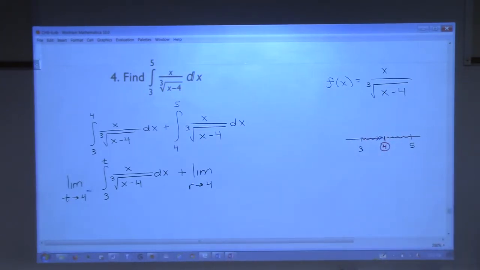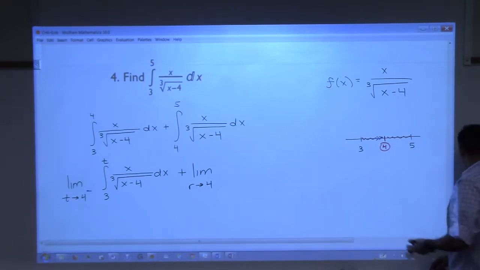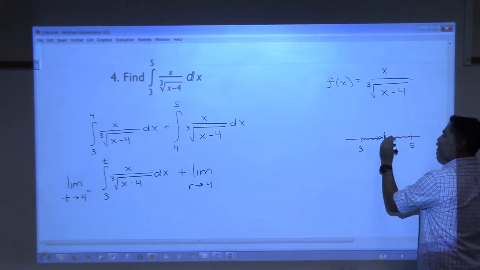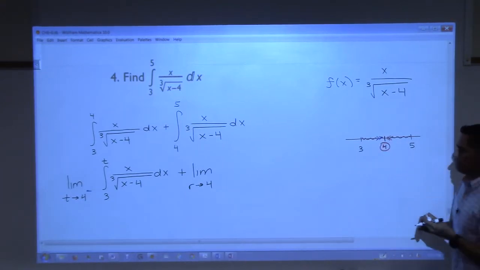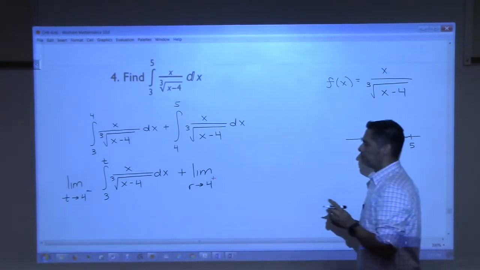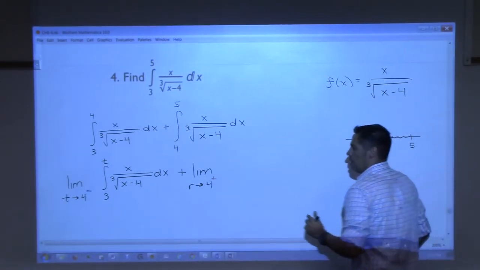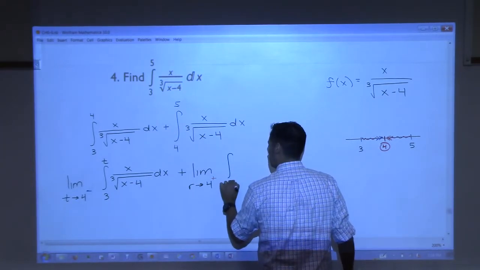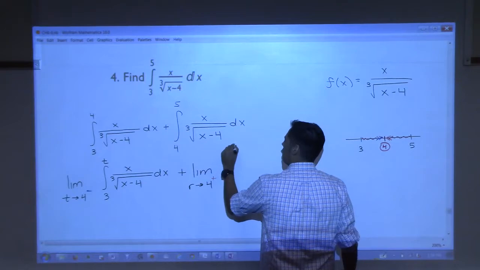r goes to 4 from which side? Right side. And that's because we're going from 4 to 5, right? So we can only come into 4 from the right. So that's going to be approaching 4 from the right side. And then the integral, replacing the 4 with r and not replacing the 5.